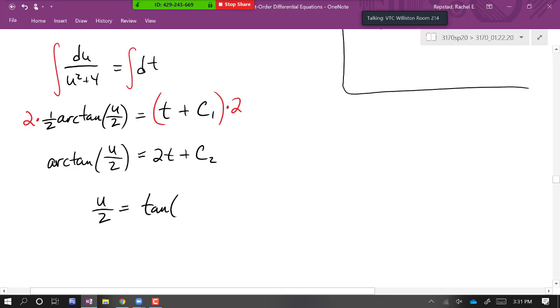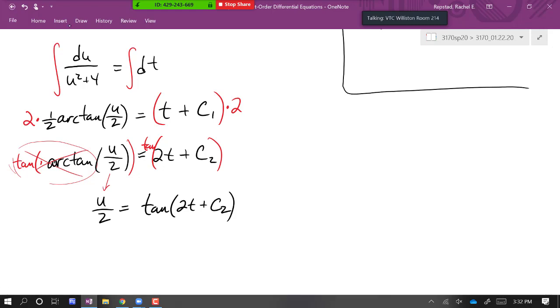Right, if arctan of u over 2 is equal to 2t plus C2, that means that u over 2 is tan of 2t plus C2, just by the definition of arctan, which we could also realize as someone said, take tan on both sides. We could take the tangent of both sides, and when a function meets its inverse function, they annihilate each other, and we just get the argument inside. So now we easily figure out what u is. We're just going to multiply by 2. So u is 2 tan of 2t plus C2.